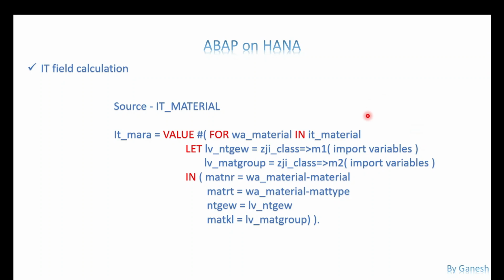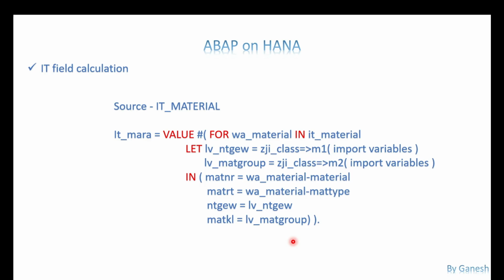Another case is that I have two different values: one is a calculated value and another is the value which is already fetched from the source internal table. Depending on my business need, you can make a choice of getting the direct value from the source internal table or the calculated value. That is also possible over here.